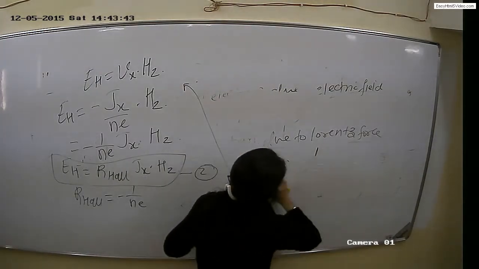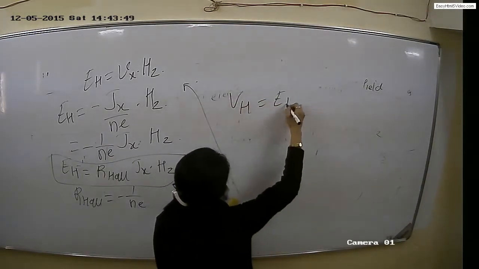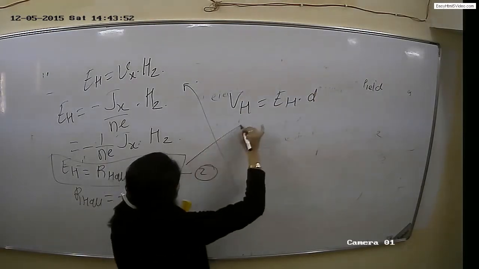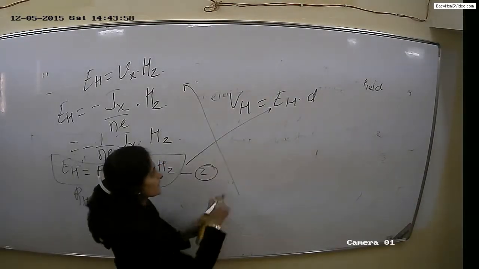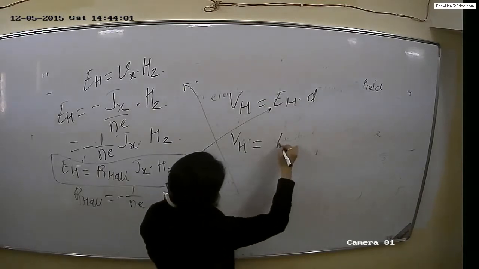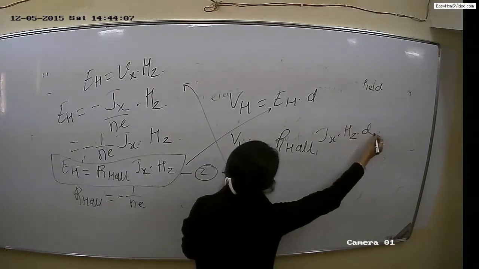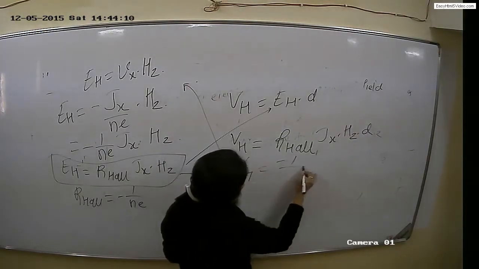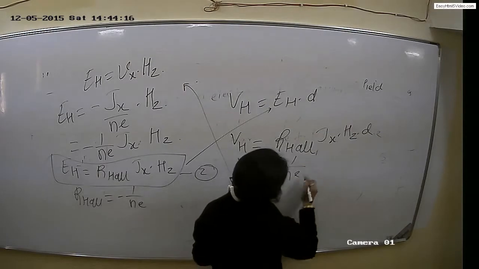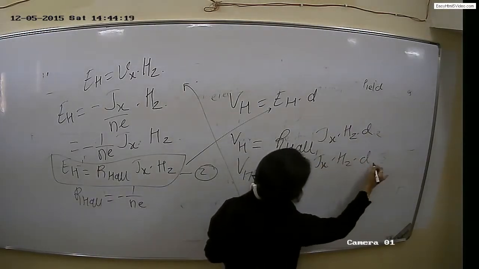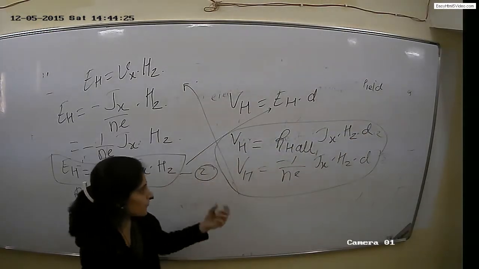Now we know that the potential is given by Vh is equal to EH into D. Substituting the EH value here, we get Vh is equal to R Hall Jx into Hz into D, where R Hall is the Hall coefficient and its value is minus 1 upon Ne. So Vh is equal to minus 1 upon Ne Jx into Hz into D. This is the relation for Hall voltage.